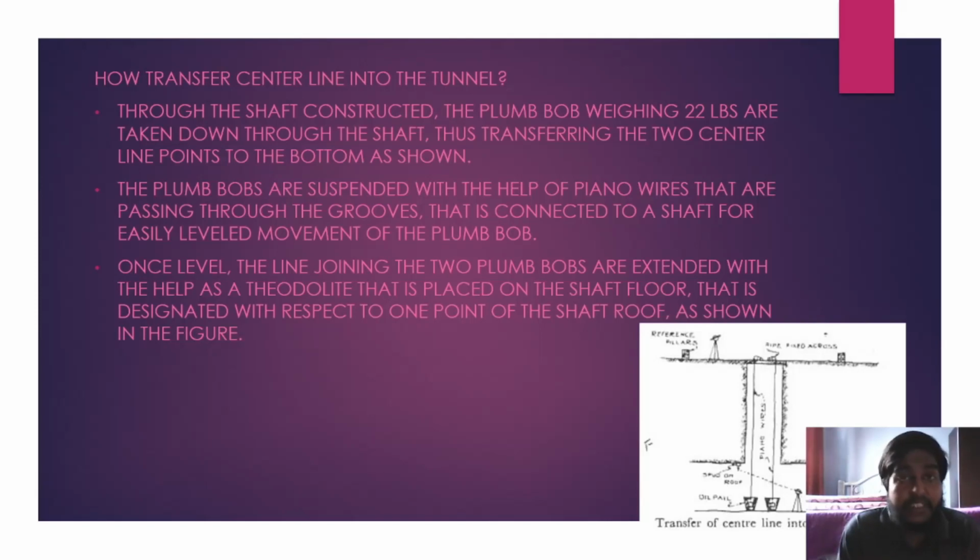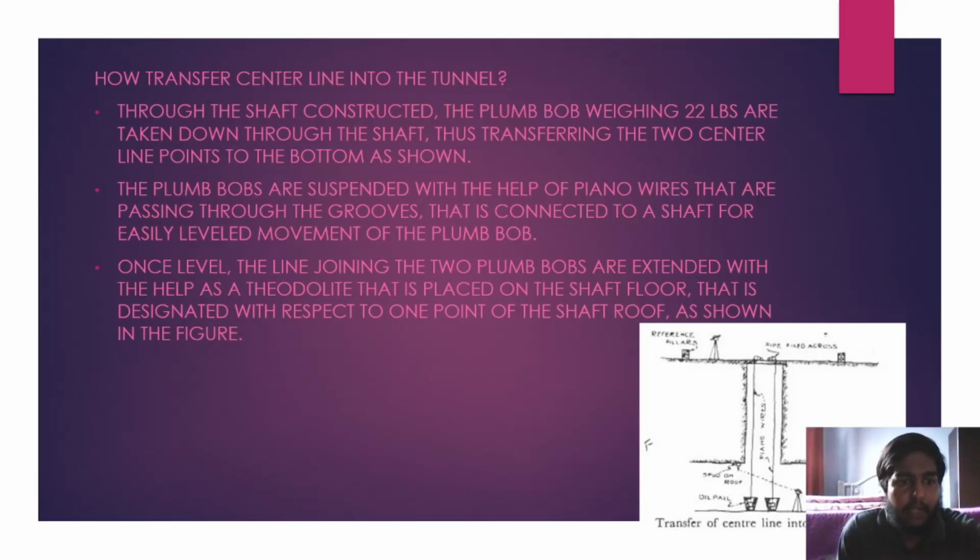When the plumb bobs reach the bottom, they are replaced by heavy iron so that the weight will keep the wire straight. As a high precaution for the wire to resist any kind of vibration or oscillation, it can be immersed in a container of oil. Once level, the line joining the two plumb bobs is extended with the help of a theodolite and placed on the shaft floor, which is designed with respect to one point of the shaft roof.